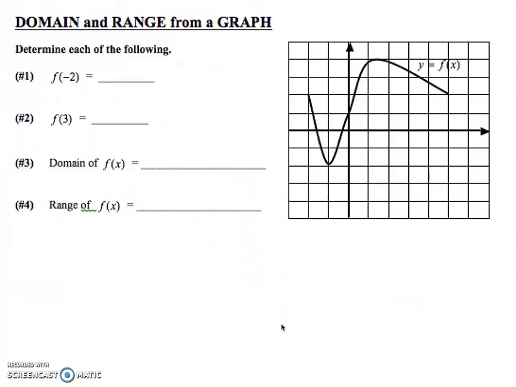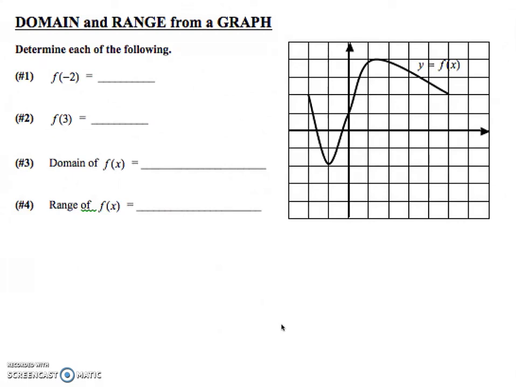Final example today is a domain and range from a graph. So we have this picture, and you have the same picture in your notes, and we're just asked to use the graph to determine the following. So example number 1 asks, what is f of negative 2? So all they're asking is, when the value of x is negative 2, what is the value of the graph?